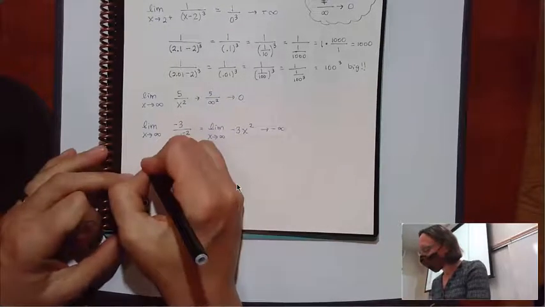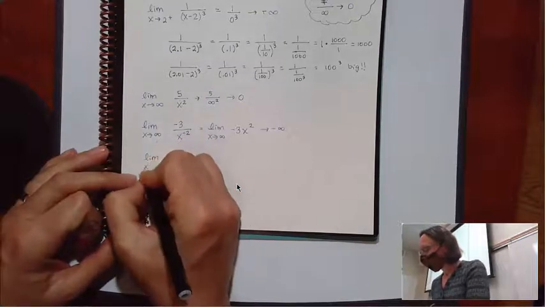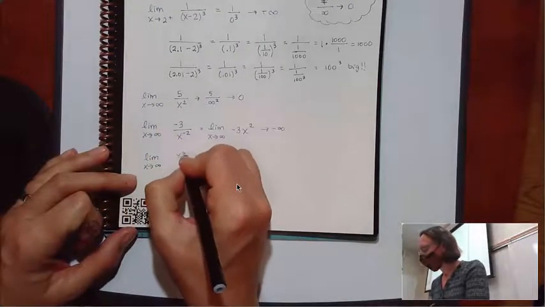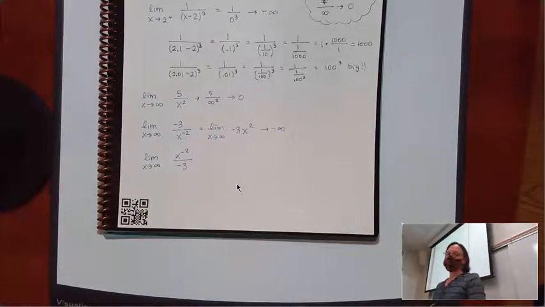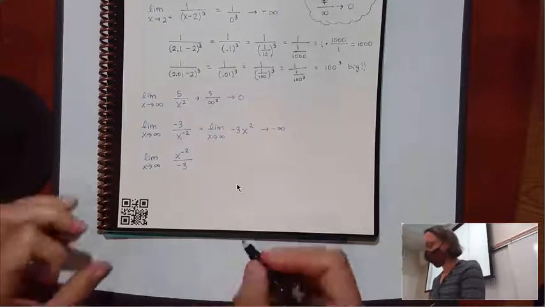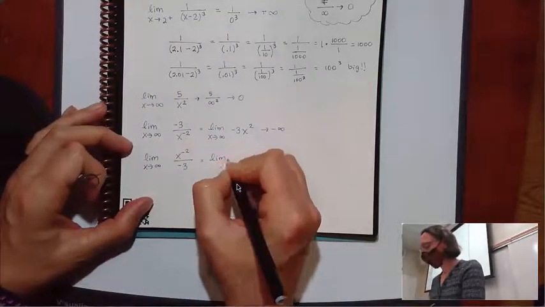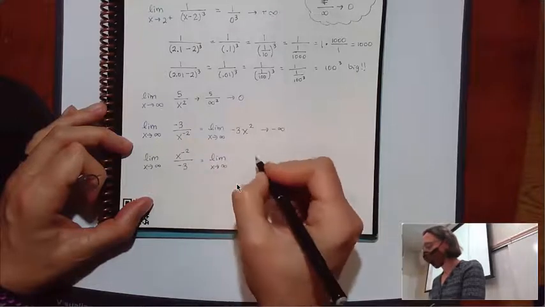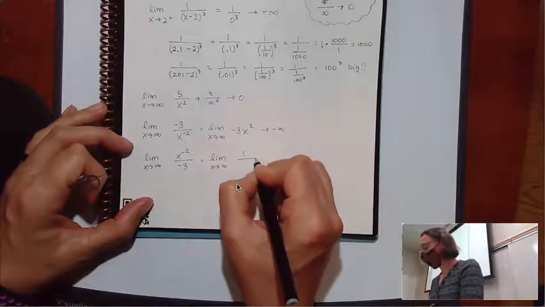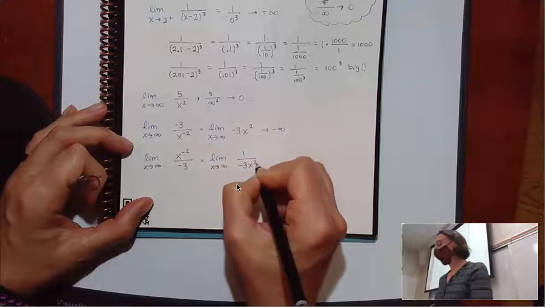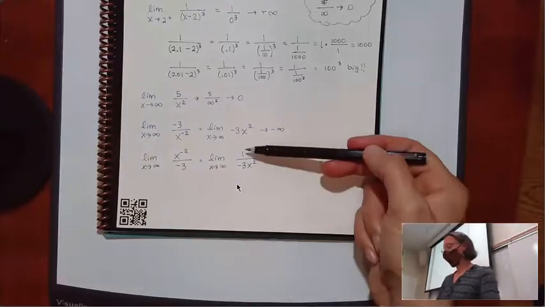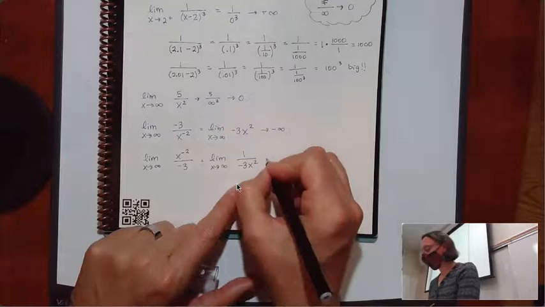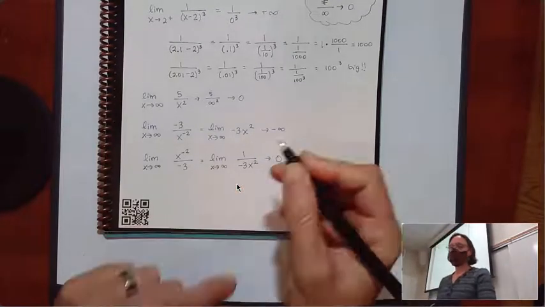Similarly, if this whole thing were flipped over and I was looking at the limit as x approaches infinity of x to the -2 divided by -3, before I take the limit, I really want to rewrite that as the limit as x approaches infinity of 1 over -3x squared. Now when I go to plug in the infinity, I've got 1 divided by a huge number. This thing's going to 0.